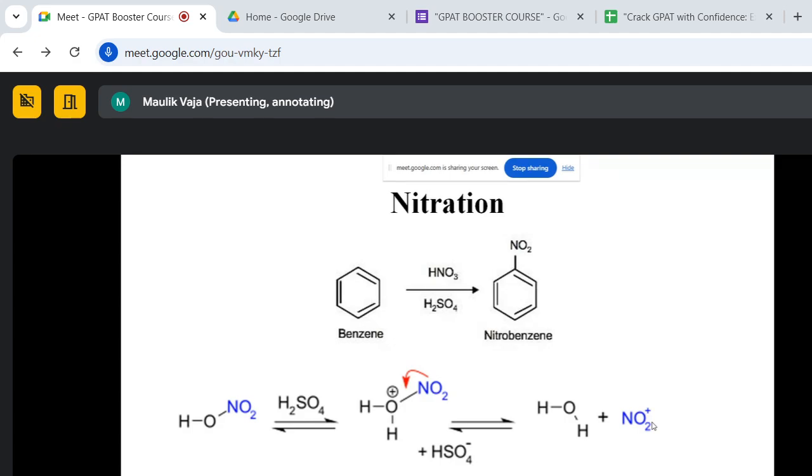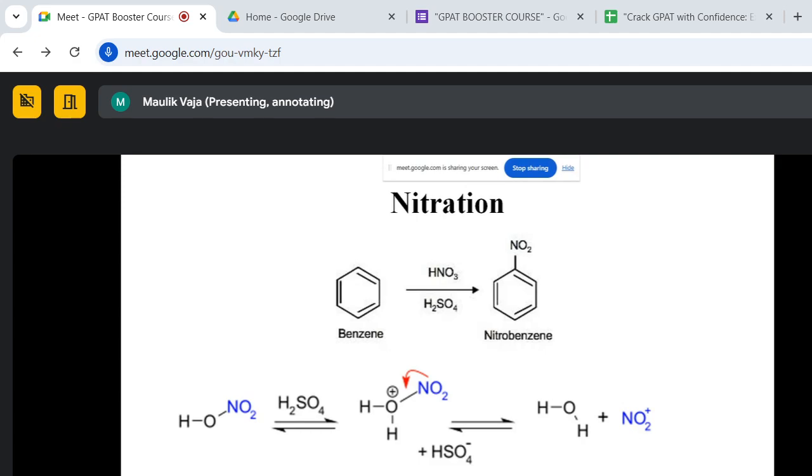Now you can see the NO2 plus charge is there. It is a cation, it is electron deficient, so it is an electrophile. That is the first step of our reaction, generation of the electrophile. In this reaction, which electrophile is generated? NO2 plus is generated in this reaction. This is the electrophile, first step.